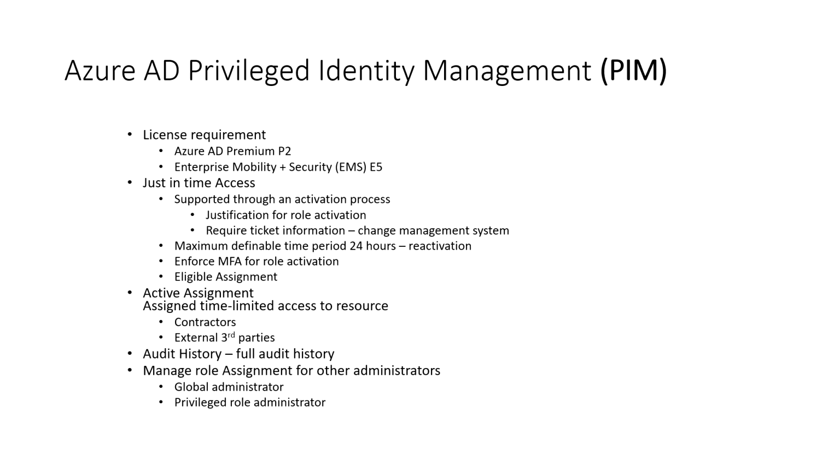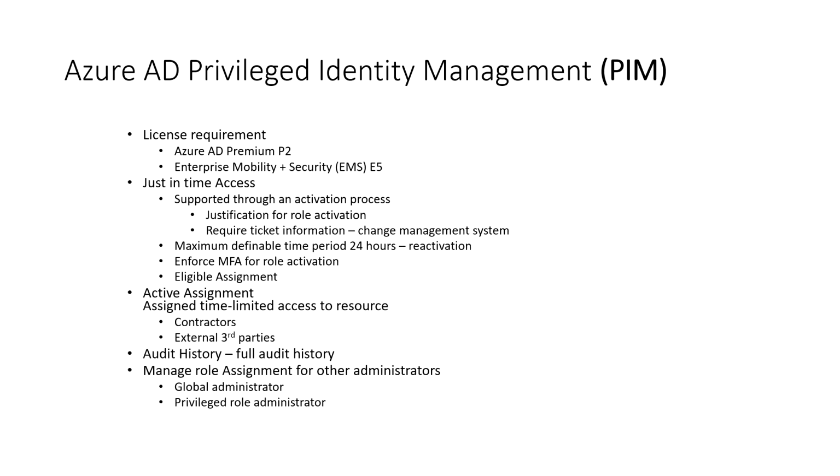PIM is based on the understanding that roles in Azure AD should not be permanently assigned to users or groups, whether those roles are predefined or custom created. Users can be granted time-limited access for the duration that they need those elevated privileges for. This is also known as just-in-time access, supported through an activation process. A user can request activation for those additional privileges that they need to do their role, and as part of that activation process, they need to provide justification for why they are requesting those additional privileges.